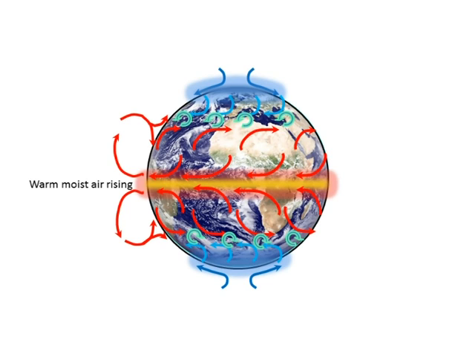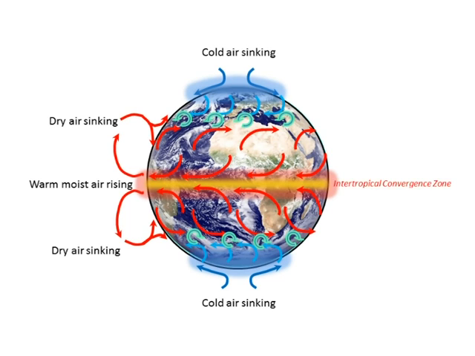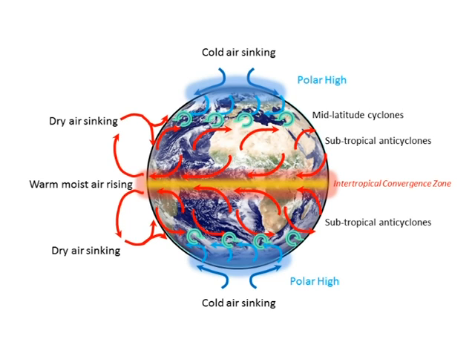So let's just go through that process again. Warm, moist air rising, dry air sinking, cold air sinking at the poles, intertropical convergence zone, warm air, polar high driving it. And then between your subtropical anticyclones and the polar high, we get the development of these mid-latitude cyclones.